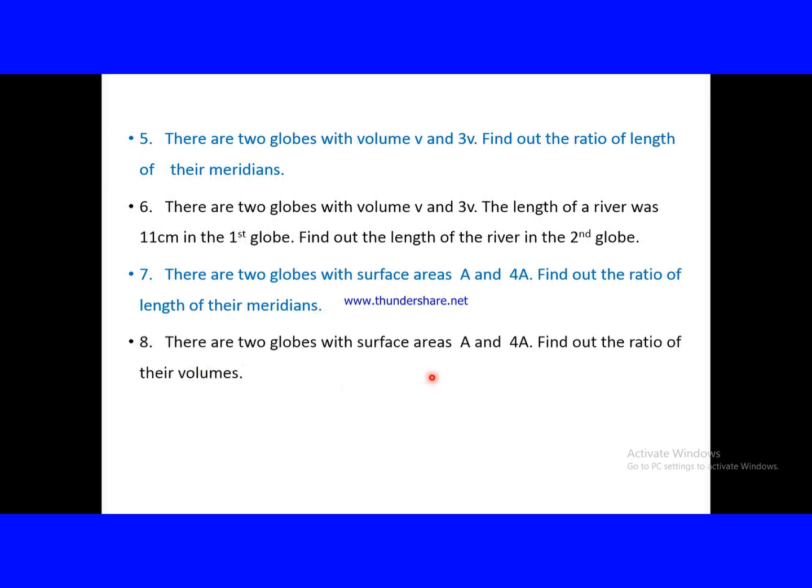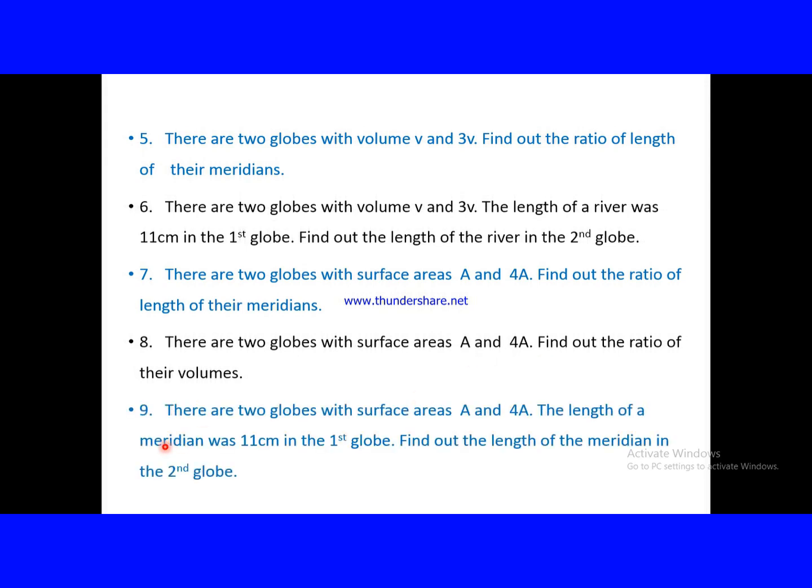Now same two globes with surface area A and 4A. Find out the ratio of their volumes. First we have to come to radius, and from radius we'll go to its volume, and same way we'll find out the volume of the larger globe, and finally we'll calculate the ratio of volume of these two globes.